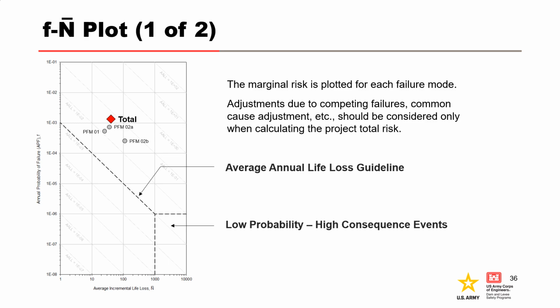On this plot, we will plot the marginal or unadjusted risk of each potential failure mode and then the total project risk. The reason we adjust failure modes is to avoid errors such as double counting when we combine them, so the adjustment only impacts the total project risk. In this example, the highest risk failure mode is PFM2B, even though it has the lowest APF of the plotted failure modes. The risk is represented by the diagonal lines, as it is the combination of both probability and consequences.